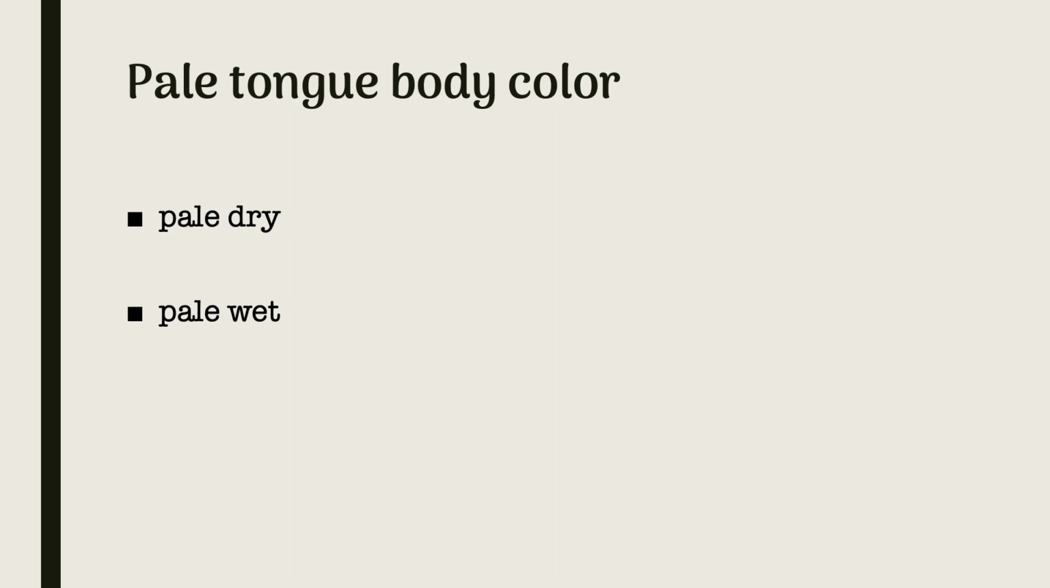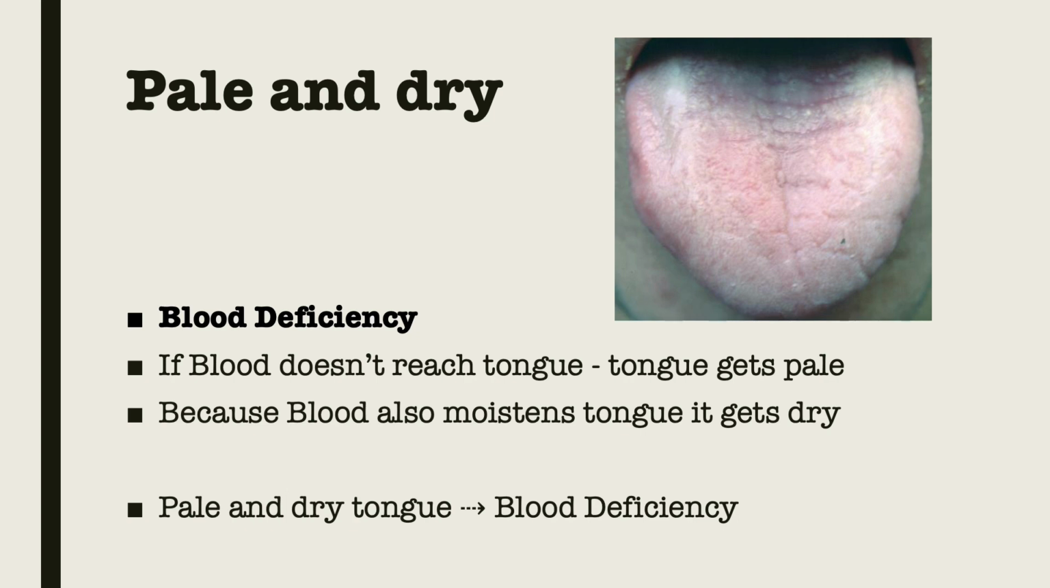The pale tongue is divided into the pale dry and the pale wet tongue body. The pale and dry tongue body points to blood deficiency. If the blood doesn't reach the tongue, it gets pale. Because the blood also moistens the tongue, it gets dry. Therefore, a pale and dry tongue refers to blood deficiency.